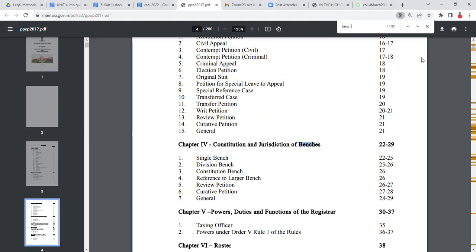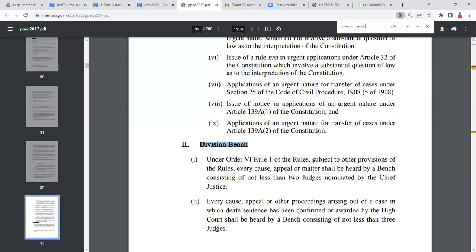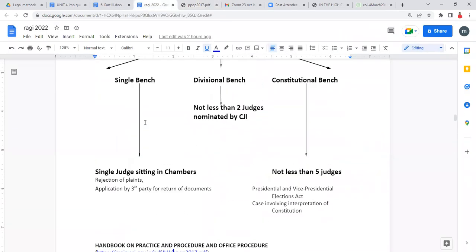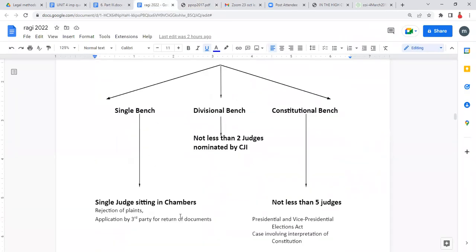See, there are different types of benches in the Supreme Court. One is called a division bench, where not less than two judges will decide the matter. There are also single benches, like for appeals that will be decided by a single bench. A lot of matters are decided by division benches only.